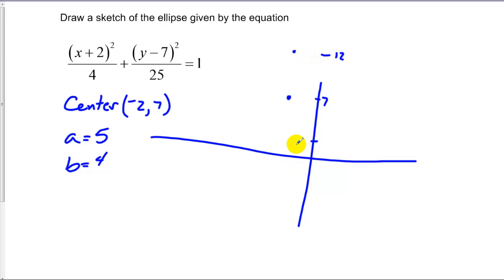I go down 5, which is 2, put a dot here, and then we move to b, which is 2 over. So I move to 0, put a dot here, move to 4, put a dot here, and then connect the dots in an oblong shape. And that's a rough sketch of an ellipse. Once again, just kind of a sketch, not super accurate. All right.